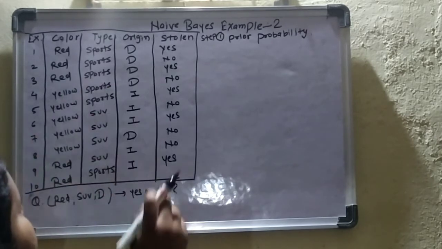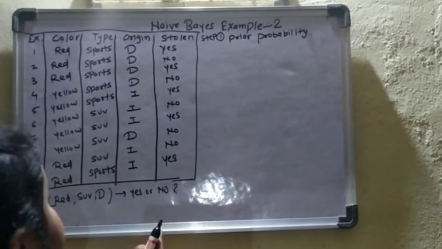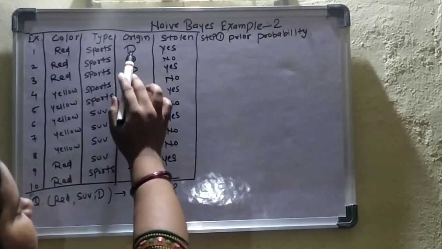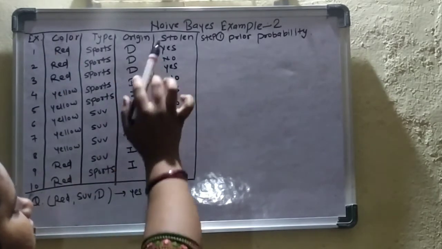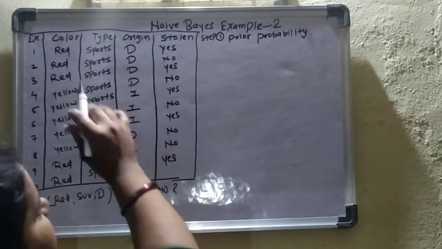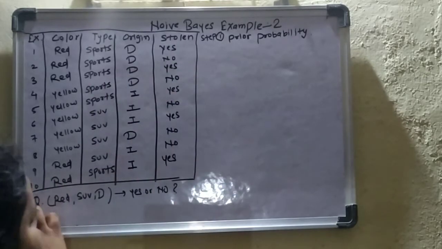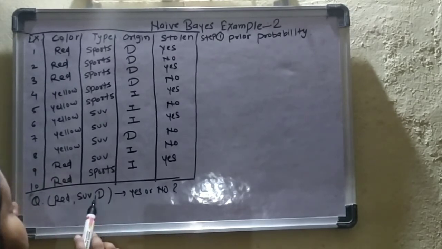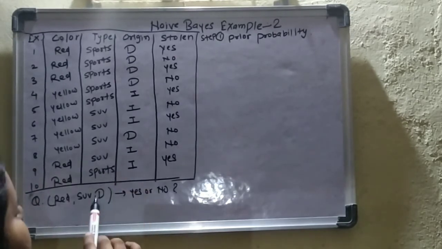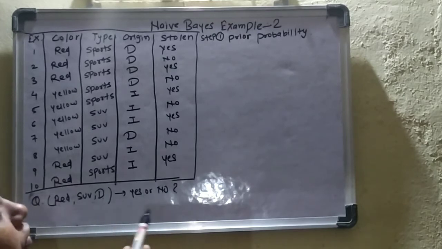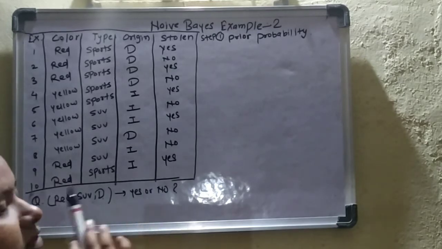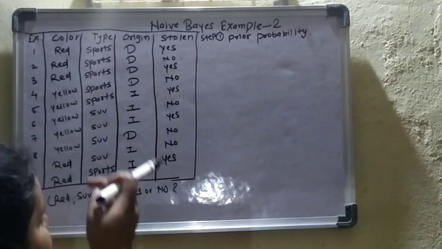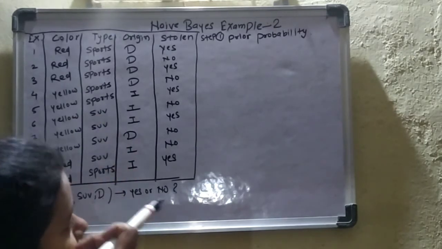So this is the numerical given here, which is of a car which has its color, type and origin. Here D means domestic and I means imported. So whether that car is stolen or not, this is the data given here. 10 instances are given and the question is, if the color is red, the type is SUV and the origin is domestic, what will be the value? Will it be stolen or not? That we have to find out. So this is the instance which we have to find out, and they have given the 10 instances data.